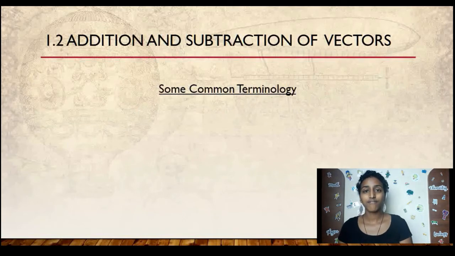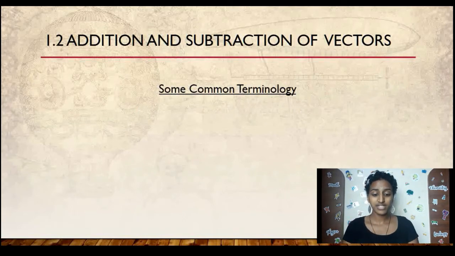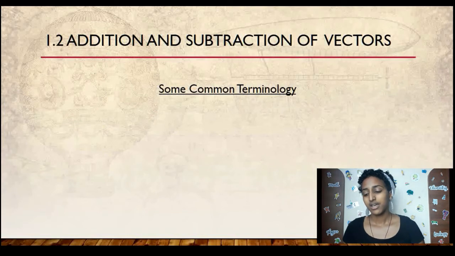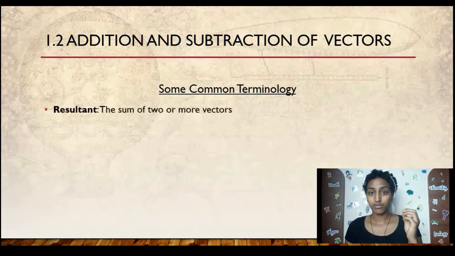Today we are going to cover the second subunit of grade 9 physics, addition and subtraction of vectors. Now before we get into the actual addition and subtraction of vectors, we have to go over some key terms. Our first term is a resultant vector.